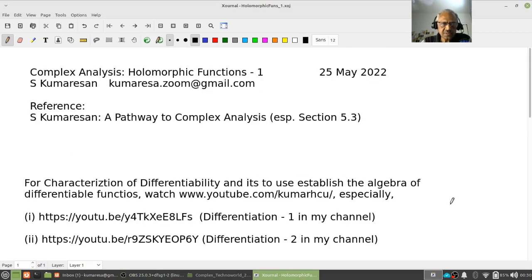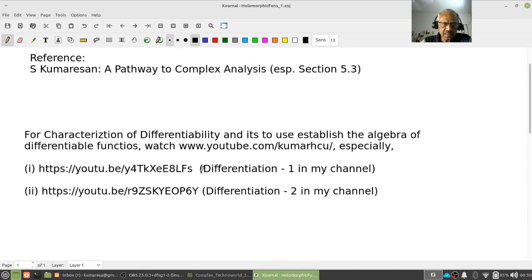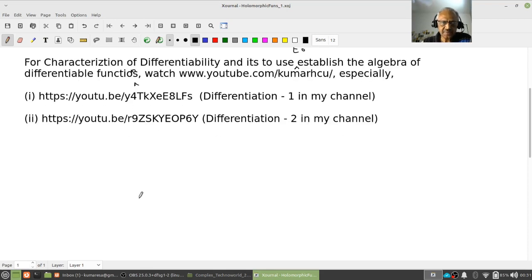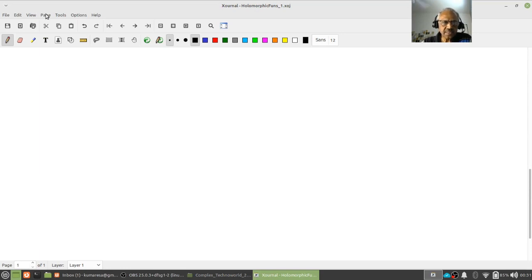So this is complex analysis, holomorphic functions 1. This is for characterization of differentiability, and it's used to establish the algebra of differentiable functions. Watch my videos. I'm just showing so that you'll know how to look for it. So let us go to the thing.